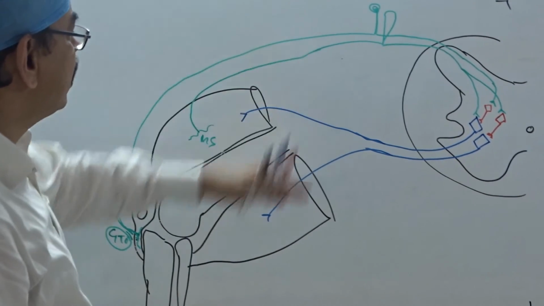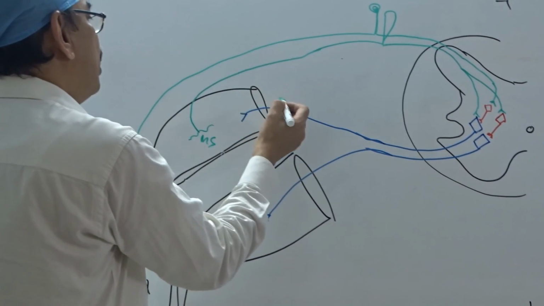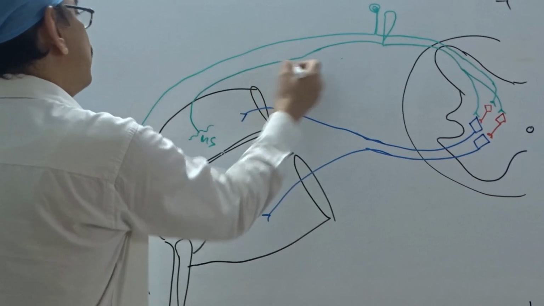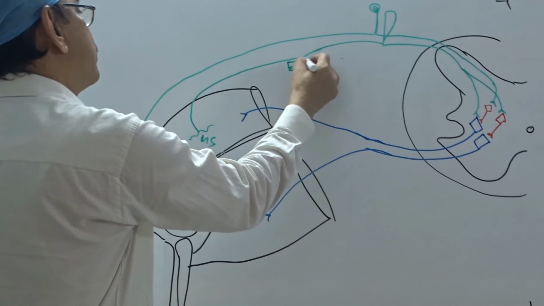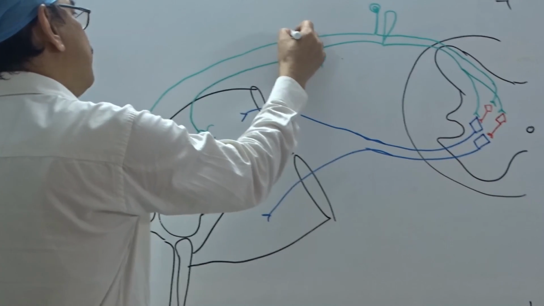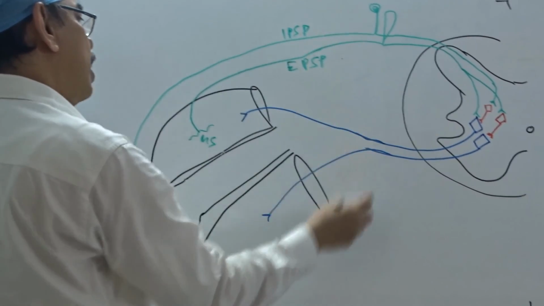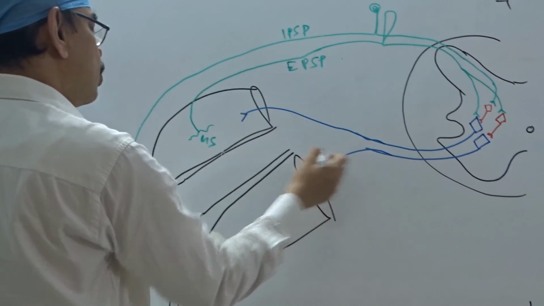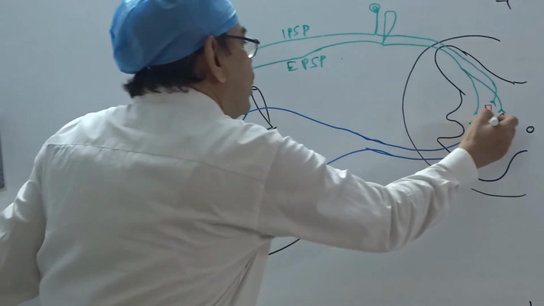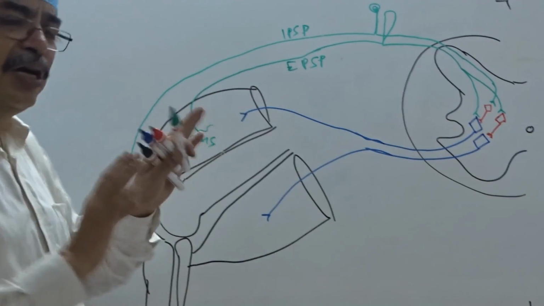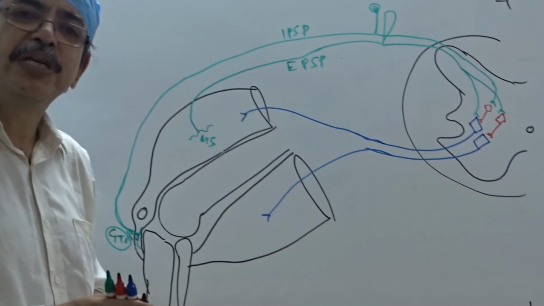And so this is in a nutshell about the IPSP. So this is EPSP, this is IPSP, and accordingly the inhibitory neurons inhibit the postsynaptic potential.